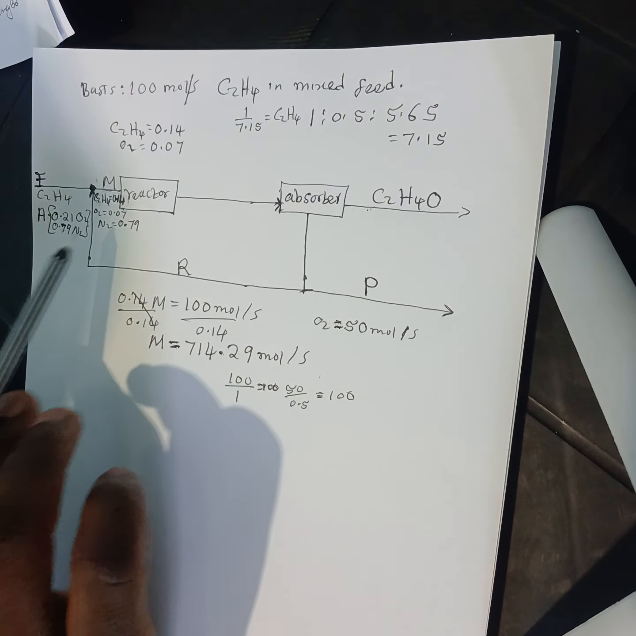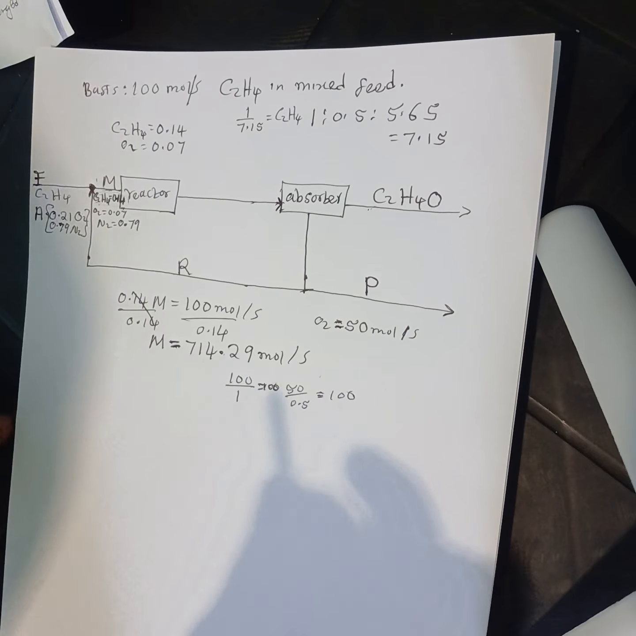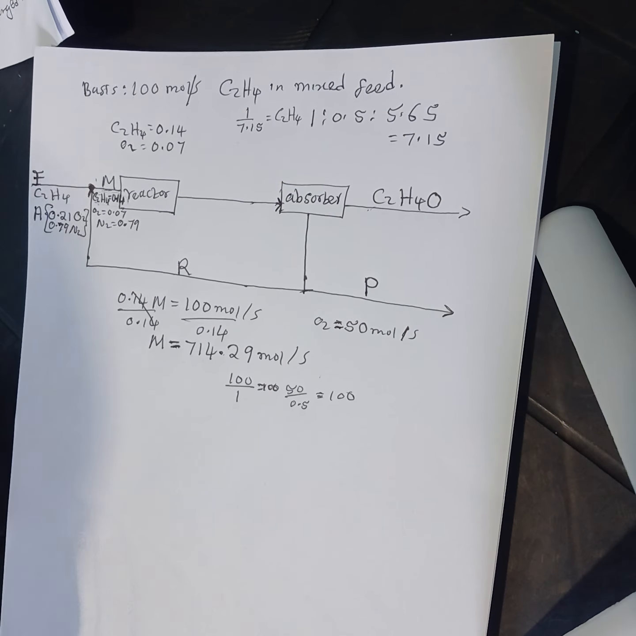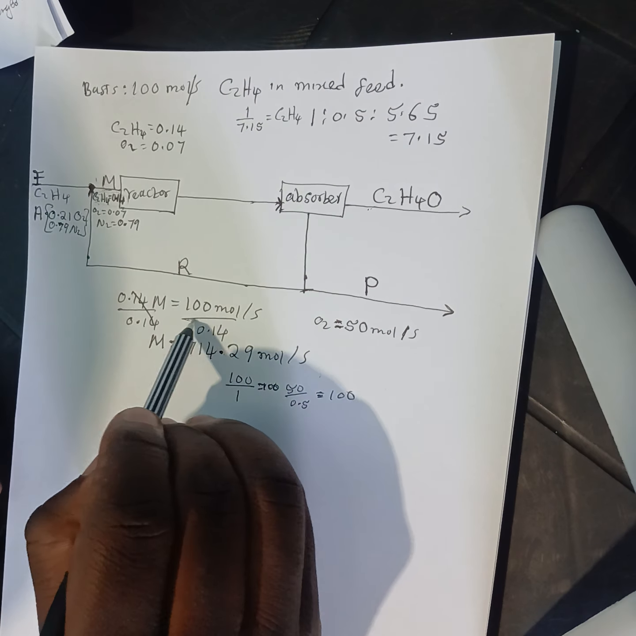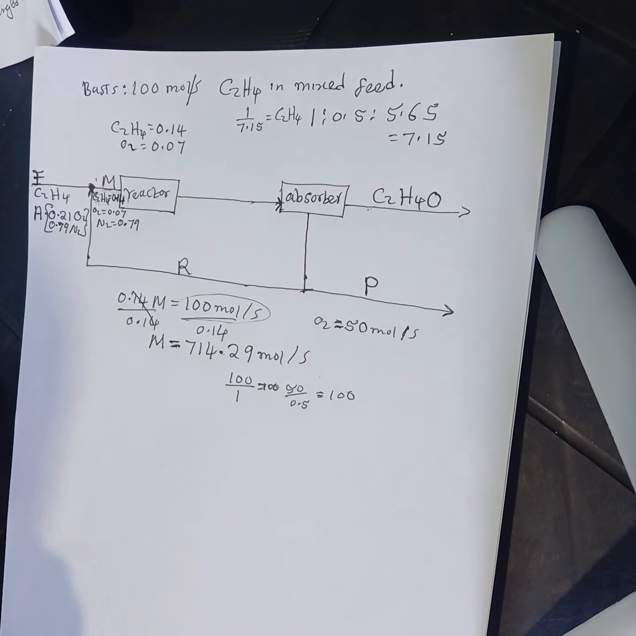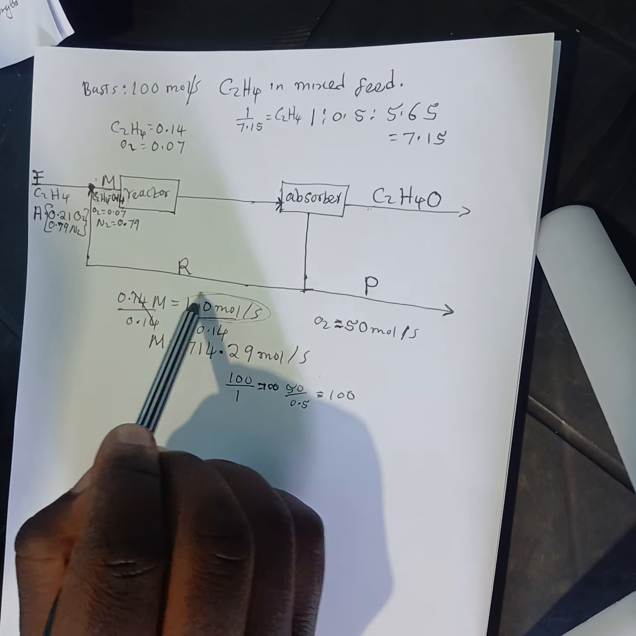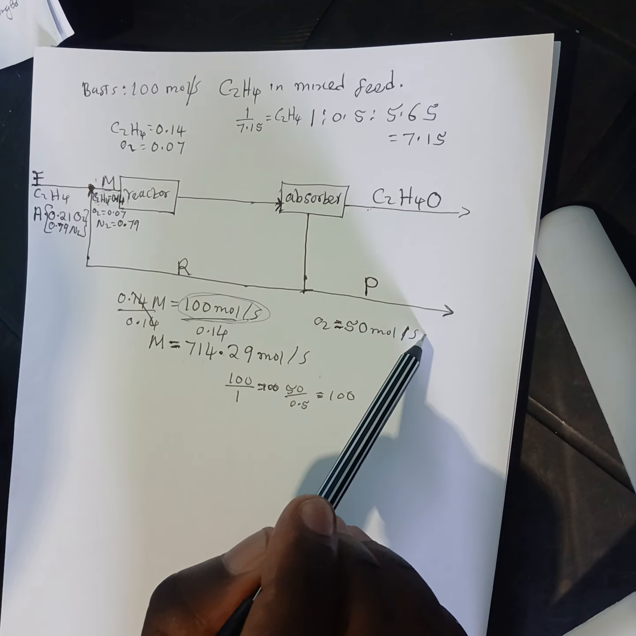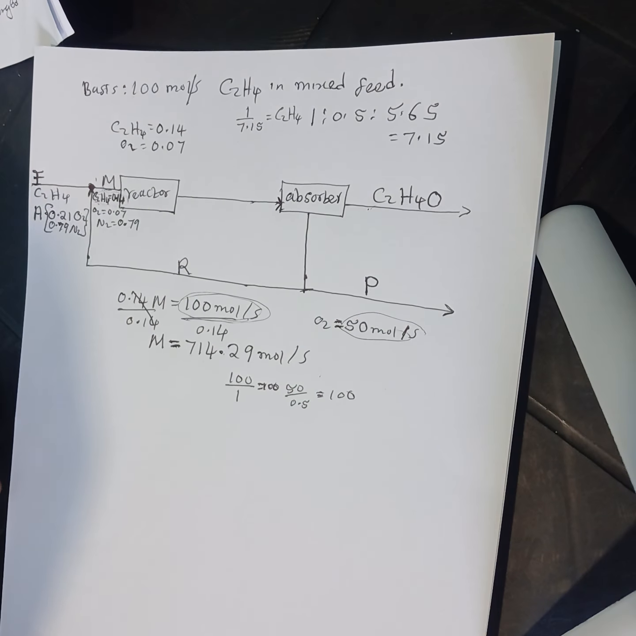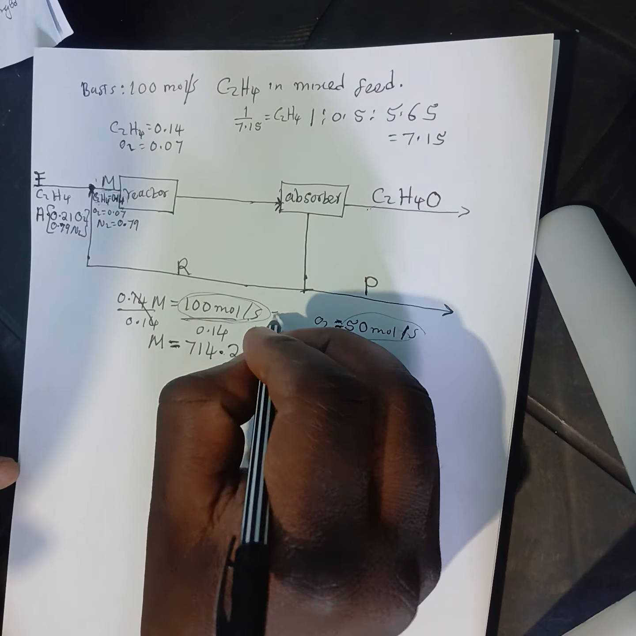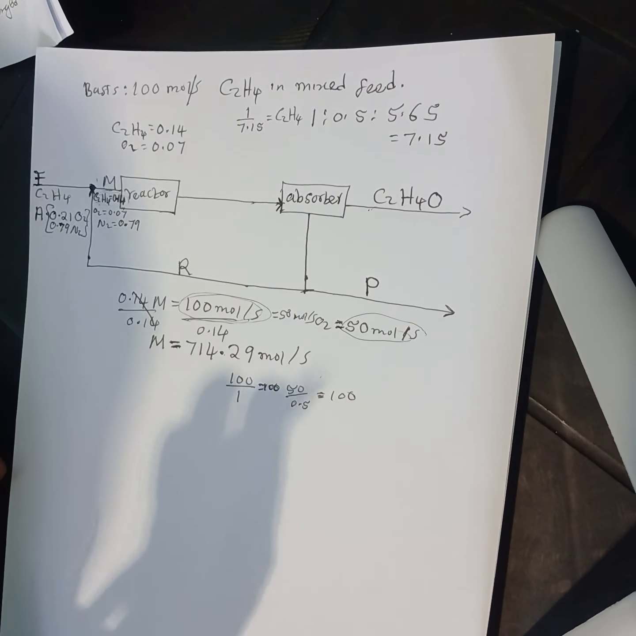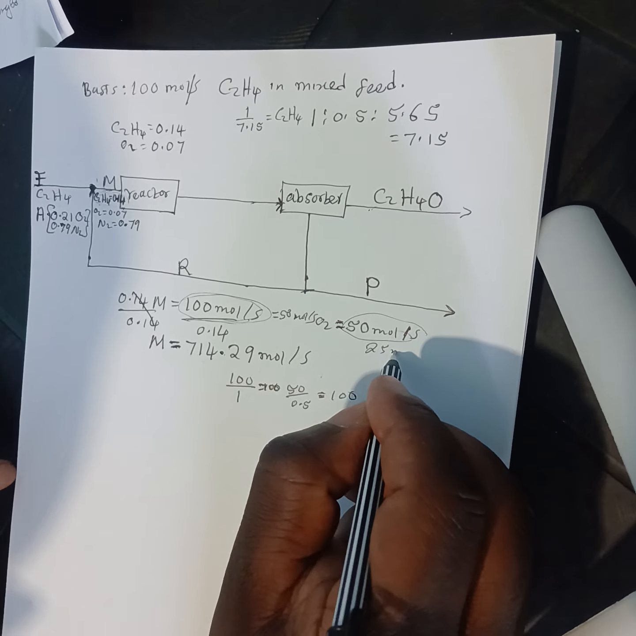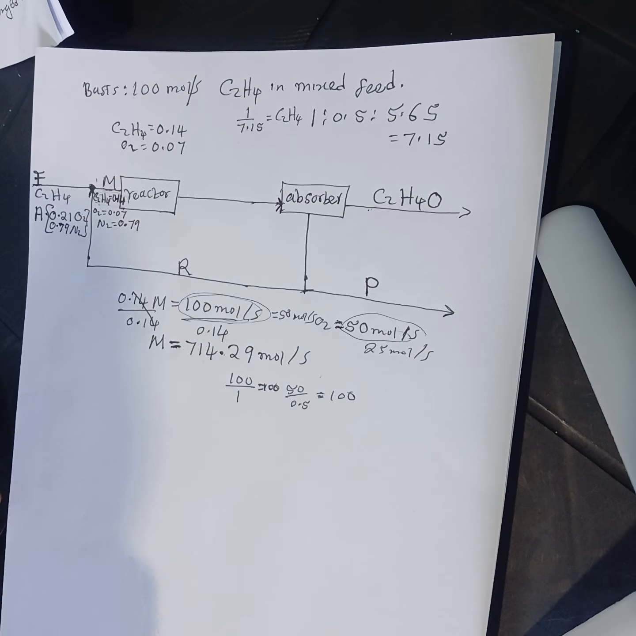So now we're being told it is 50% pass conversion. So only 50% of ethylene will take part in the chemical reaction. Meaning if 50% of ethylene takes part in the reaction, then 50% of oxygen will also take part. What does that mean? That means we are going to have 50 moles per second of ethylene reacting, and we are also going to have 25 moles per second of oxygen gas reacting. That's what it means.